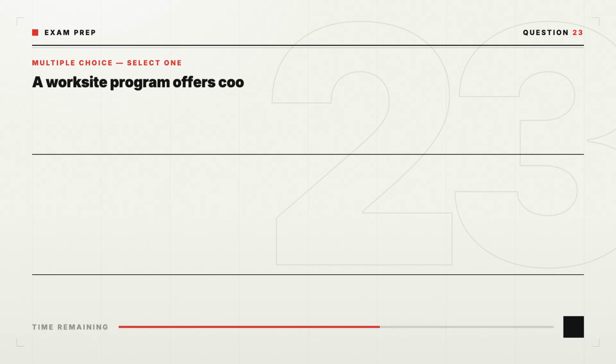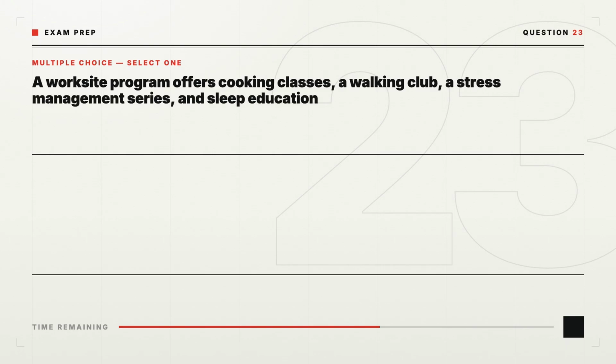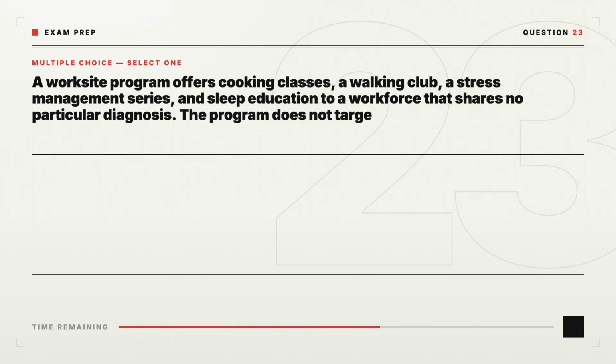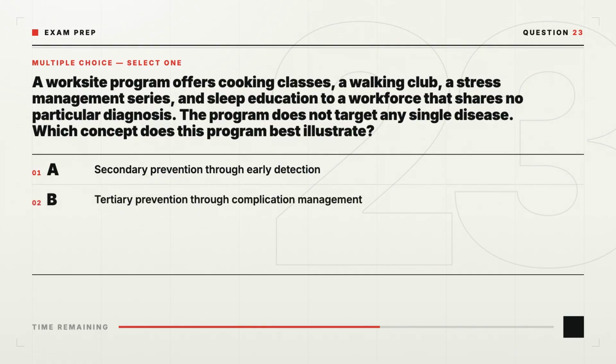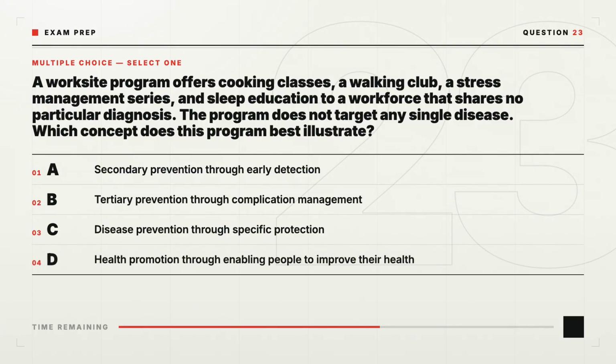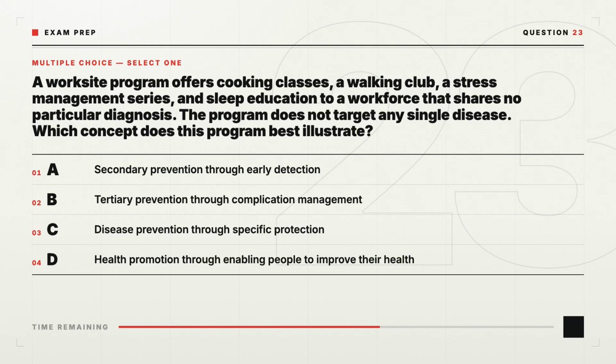Question 23. A worksite program offers cooking classes, a walking club, a stress management series, and sleep education to a workforce that shares no particular diagnosis. The program does not target any single disease. Which concept does this program best illustrate? Your options are A. Secondary prevention through early detection. B. Tertiary prevention through complication management. C. Disease prevention through specific protection. D. Health promotion through enabling people to improve their health. Don't overthink it. Which one feels right?